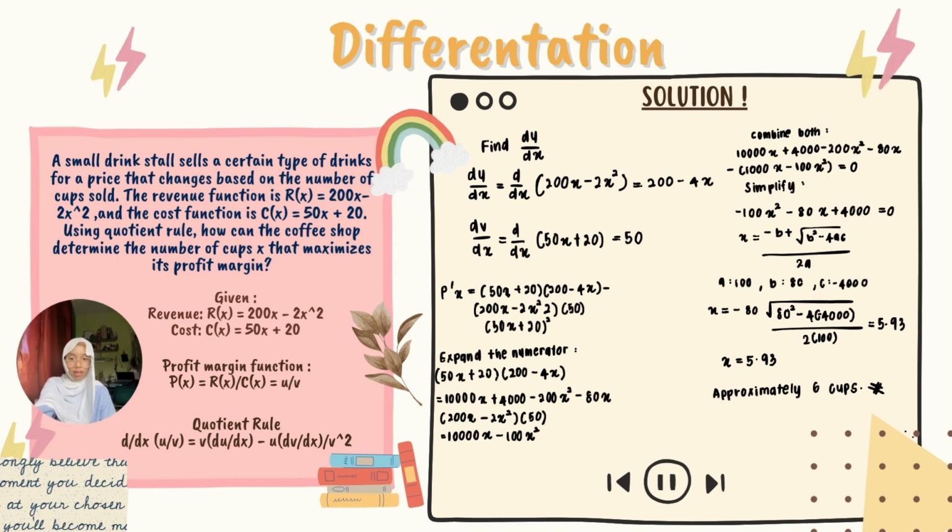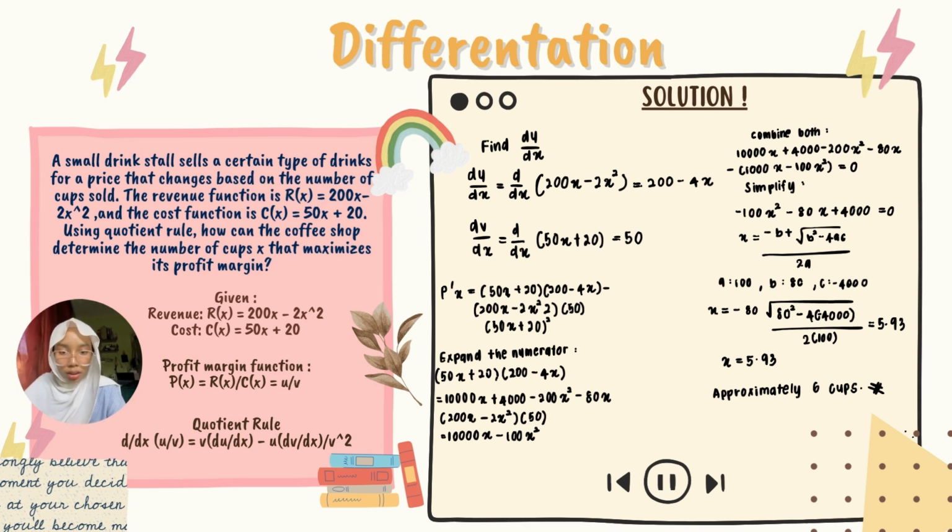Find du/dx and dv/dx. Differentiate R(x) with respect to x, and we get 200 minus 4x. Then differentiate C(x) with respect to x, and we get 50. Next, we apply the quotient rule. Substitute u, v, du/dx and dv/dx into the quotient rule, and then expand and simplify the numerator. Expanding the terms in the numerator, we get negative 100x squared minus 80x plus 4000.